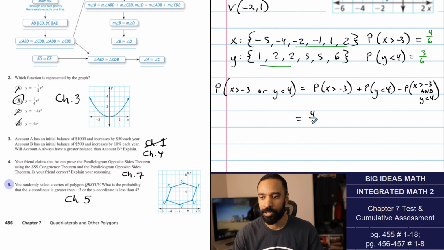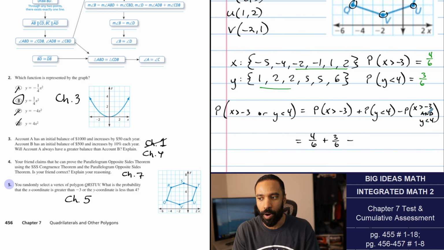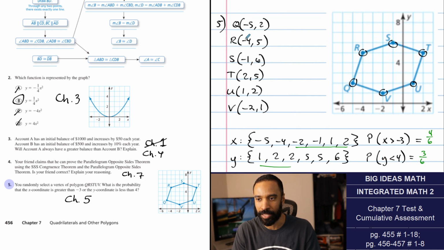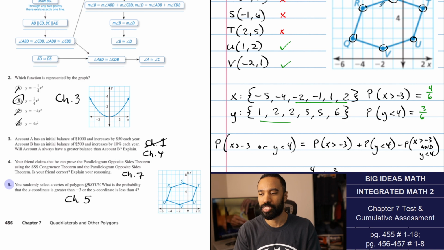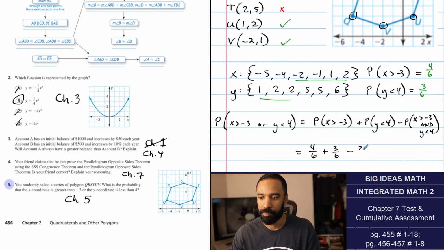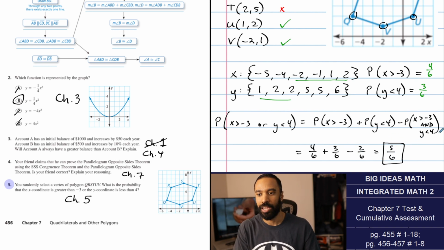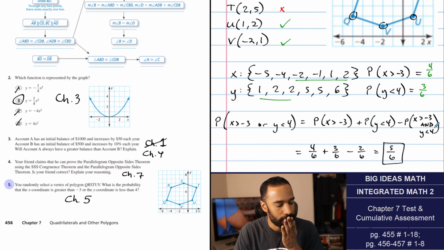So this will be 4/6 plus 3/6, and now we have to take away the ones that are both, greater than -3 and less than 4. This is not greater than -3 and less than 4, so not that one. No. No. No. Yes. Yes. So we have to take away these 2 out of 6 that include that overlap, and that'll be 5 out of 6. I have a 5 out of 6 chance that when I select, what is the probability the x-coordinate is greater than -3 or less than 4?